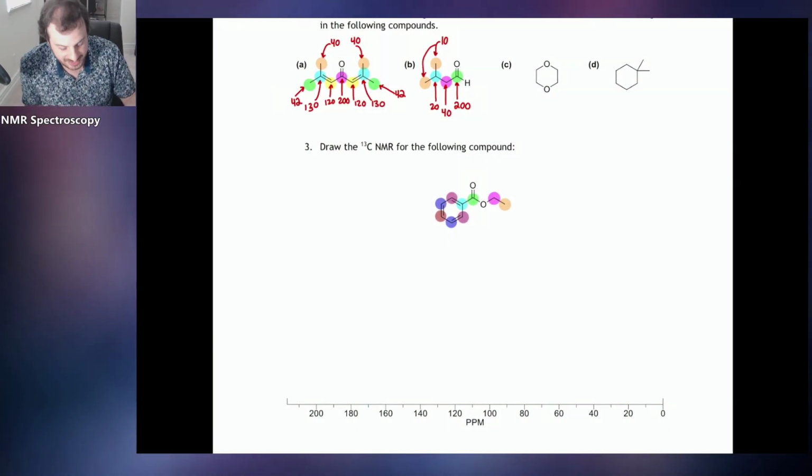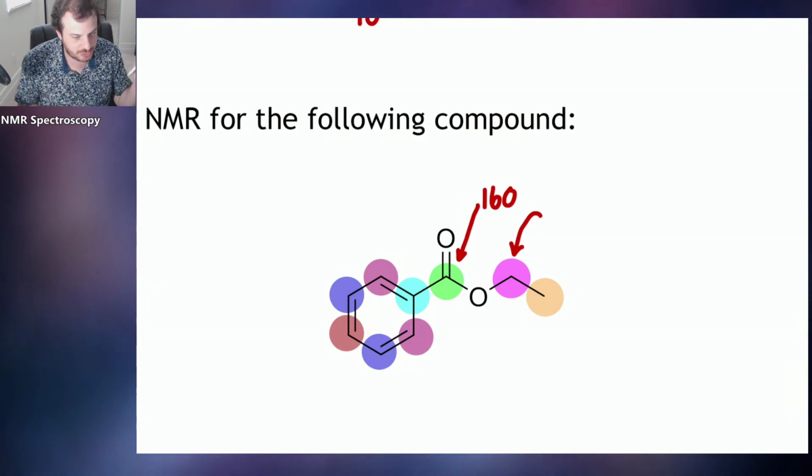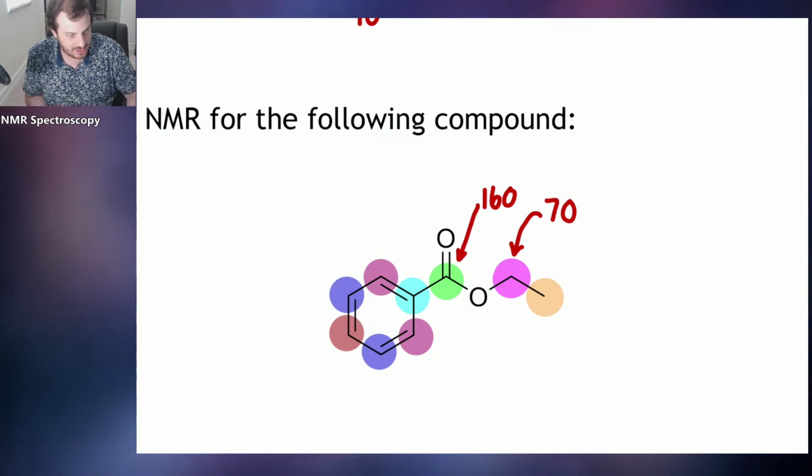The one that really stands out to me is the green one, part of the ester. We know that that shows up around 160. Why don't I just label it on here? So this will be 160, where the ester shows up. This carbon here is next to an oxygen. Remember, if it's next to an oxygen, that shows up between 50 and 90. So why don't we just call this 70? And then this guy over here is just alkane. So that's between 0 and 20. We'll just call it 15.